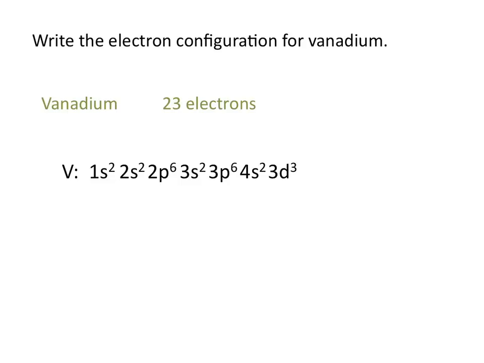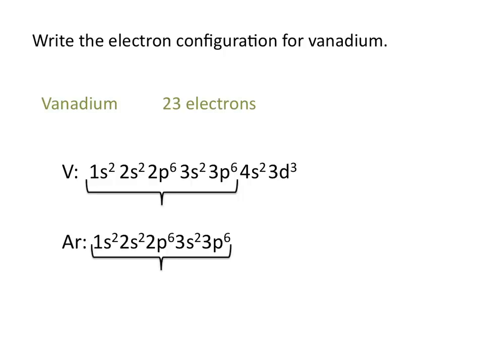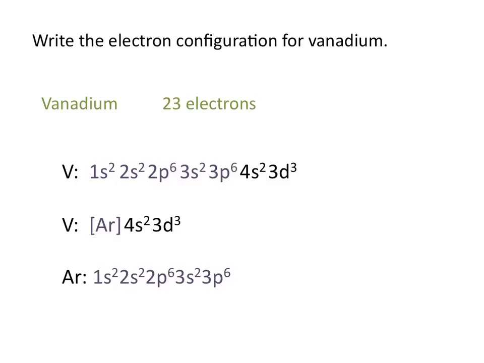This electron configuration contains all 23 electrons and follows the diagram that I showed you before for remembering which order to fill the orbitals in. From the previous slide, I've drawn our electron configuration for argon. So you can see that the electron configuration for argon is exactly the same as the first part of the electron configuration for vanadium. So oftentimes we write electron configurations abbreviating the inner shell electrons with the noble gas configuration. So I would write the electron configuration for vanadium as an argon core followed by 4s2 3d3.